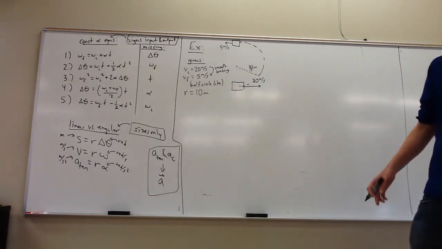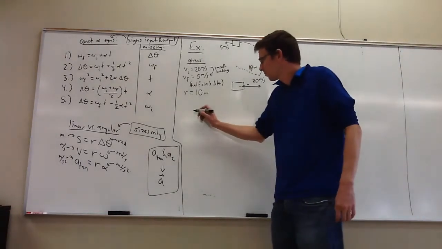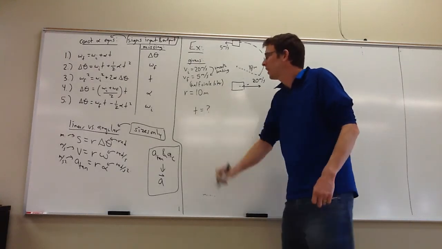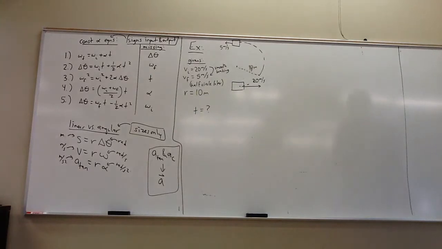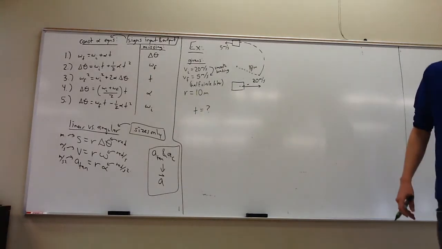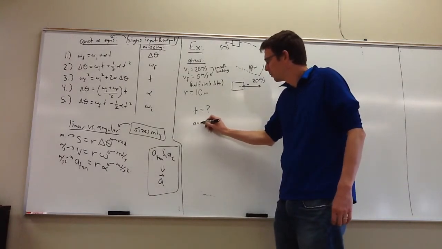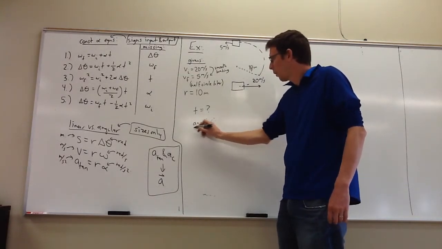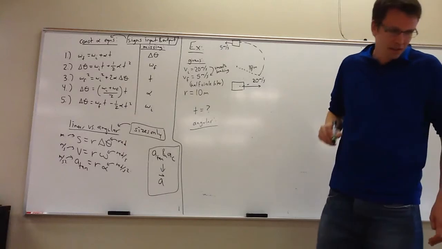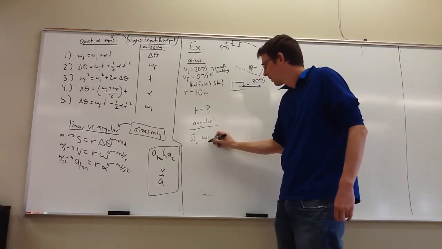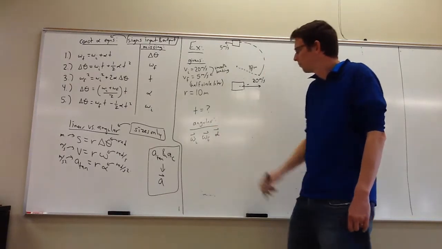So, let's ask some questions about this. In fact, let me throw a whole bunch of questions. Let me find the time it takes. How long does it take for me to accomplish this braking? On the angular side, I want to find, well, basically everything that I can. Omega initial, omega final, alpha.